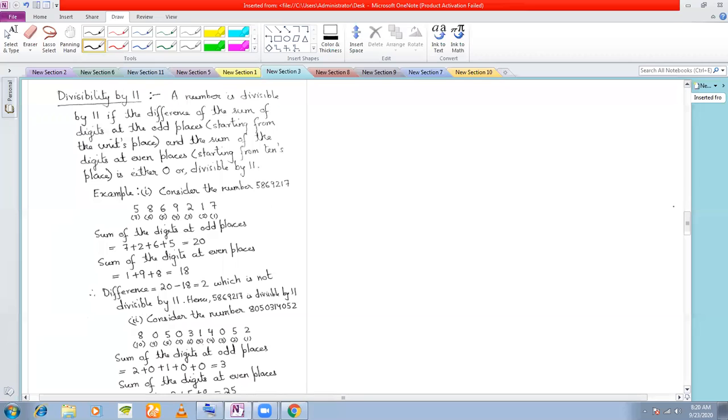Divisibility by 11. Now divisibility by prime numbers are very important. Okay, divisibility by 3 is very important. Divisibility by 6 is very important. Divisibility by 7 is very important. Divisibility by 11 is important. Okay, so these 5 are very important. Mostly the sums that you get are based on these.